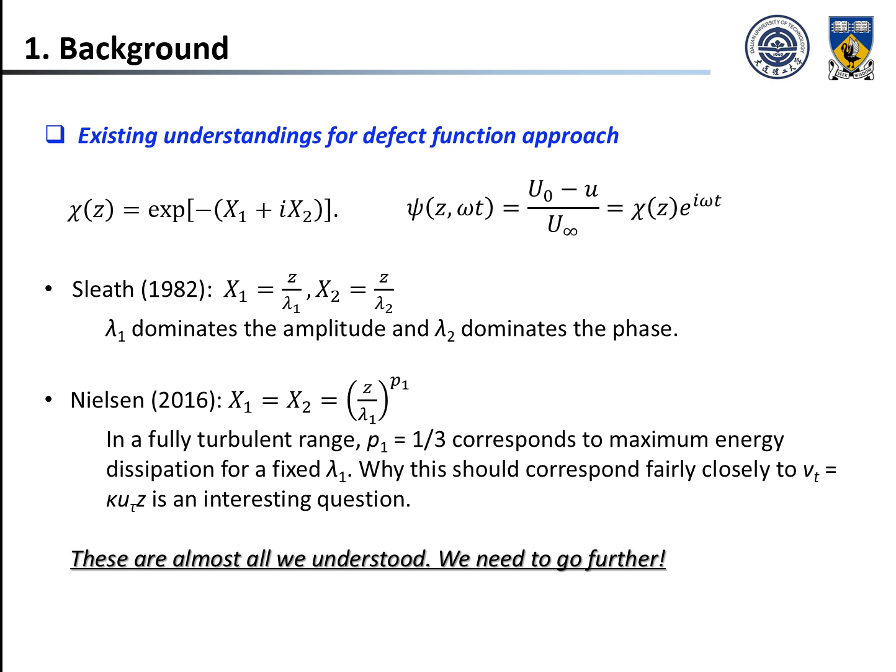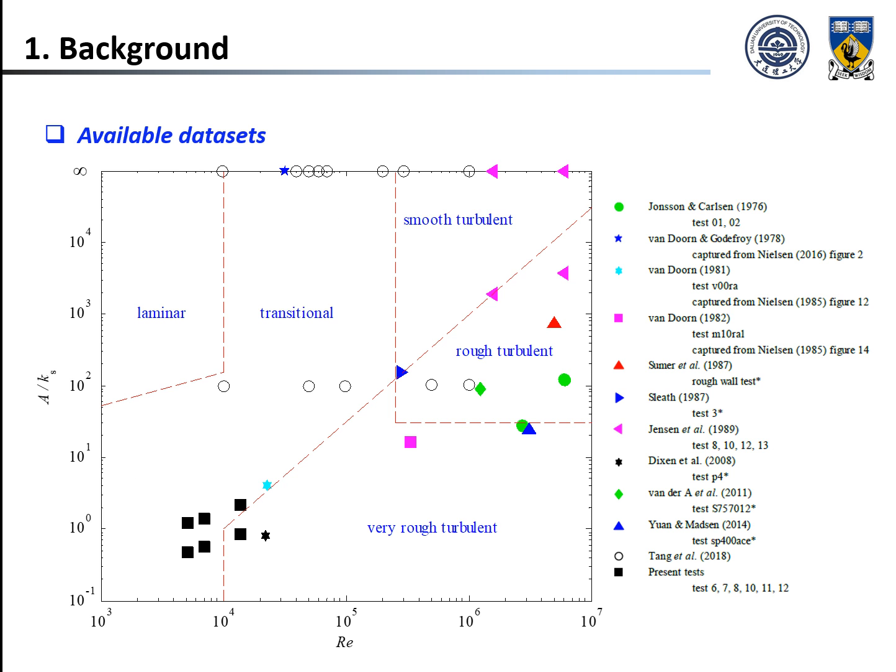Nielsen suggested that for a fully developed turbulent flow, P1 equals 1/3 and corresponds to the maximum energy dissipation for a fixed lambda 1. But why this correlates well with the results based on the linear ideal viscosity model is a question. These are almost all the understandings we have. We still do not understand the physics behind the defect function approach. We need to go further.